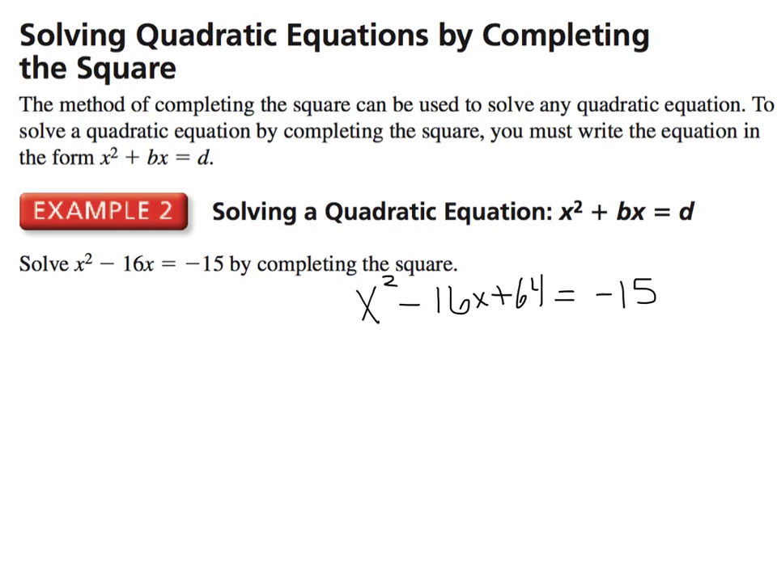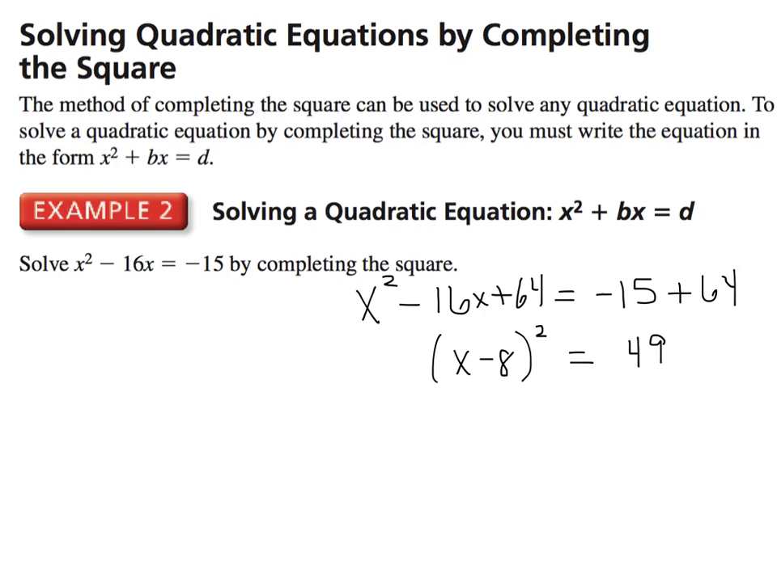Here is the part that people forget. Don't forget this. You can do whatever you want to either side of an equation. You can do whatever you want to any equation, as long as you do it to both sides. I just added 64 on the left side, which means I now need to add 64 on the right side. I then simplify. I get x squared minus 16x plus 64, which gives me x minus 8 squared. 64 minus 15 gives me 49.